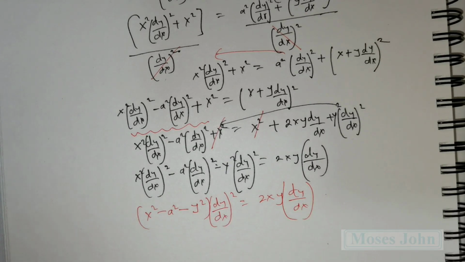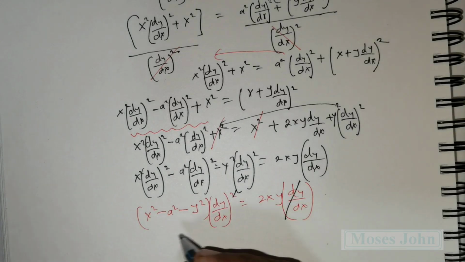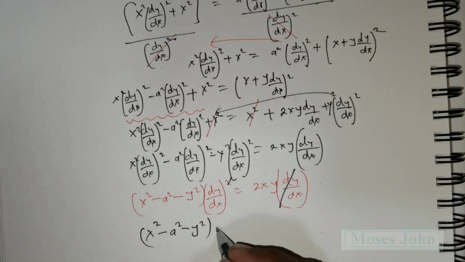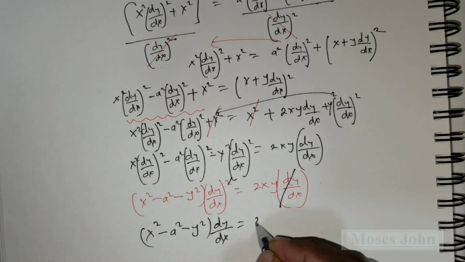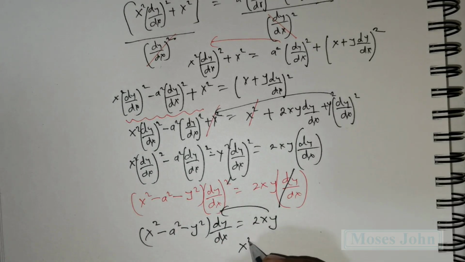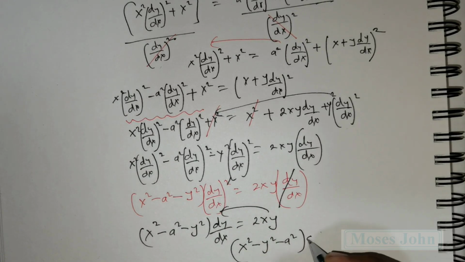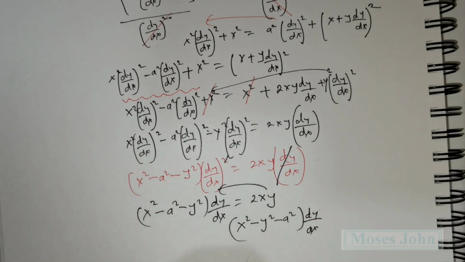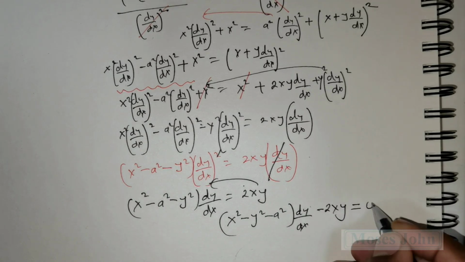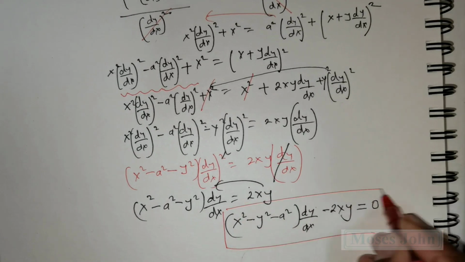Now I can cancel dy over dx out, so that would give me x squared minus a squared minus y squared times dy over dx is equal to 2 times xy. Now I can move this to the left, so therefore this is going to be x squared minus y squared minus a squared, club the variables together first, times dy over dx, and you can move this, so that's going to be minus 2 times xy is equal to 0. Now this is the required differential equation that we need.